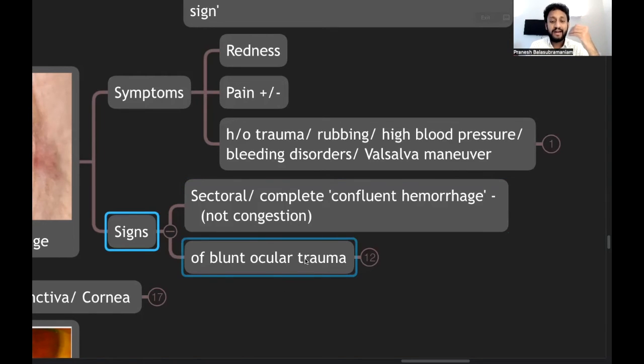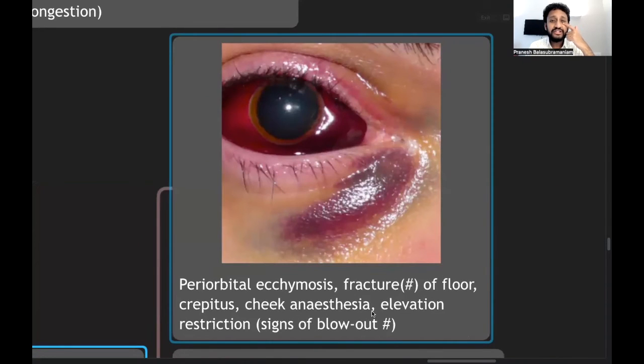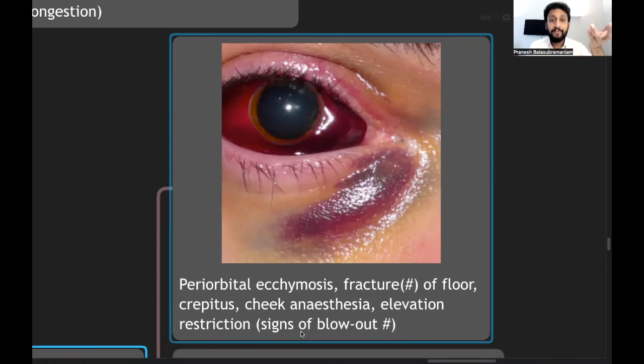The other signs of blunt ocular trauma, which can cause this SCH, are these. Always look for any adnexal signs. Look for periorbital ecchymosis. A fracture of the floor of the orbit can lead to entry of air under the subcutaneous tissue, called subcutaneous emphysema. There can be involvement of the nerves causing cheek anesthesia. And because of entrapment of the inferior rectus muscle, there can be restriction of elevation, leading to diplopia in these patients as well. So these are the signs of a blowout fracture, or fracture of the floor of the orbit.